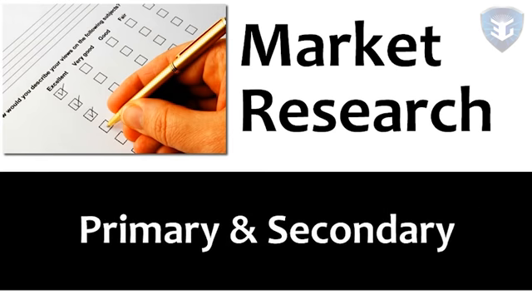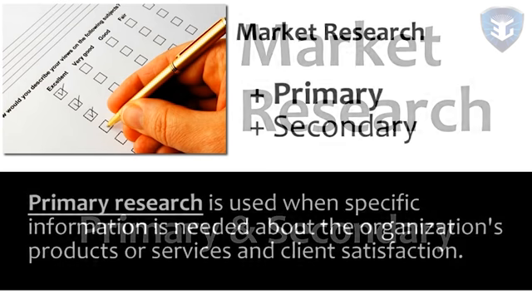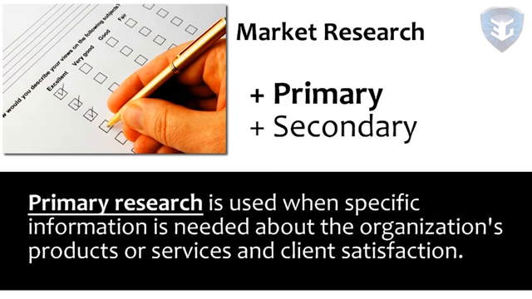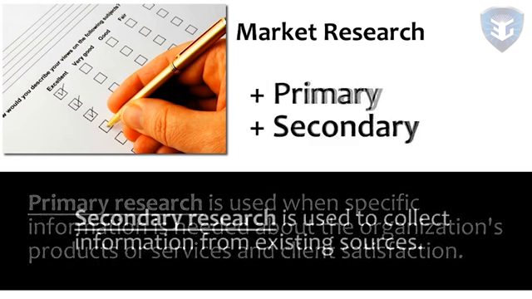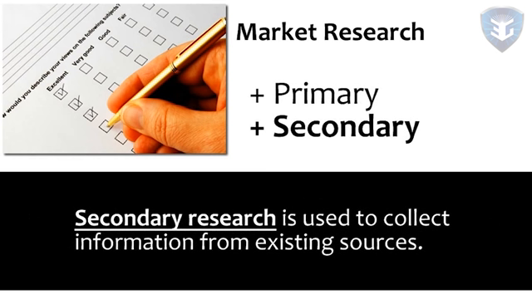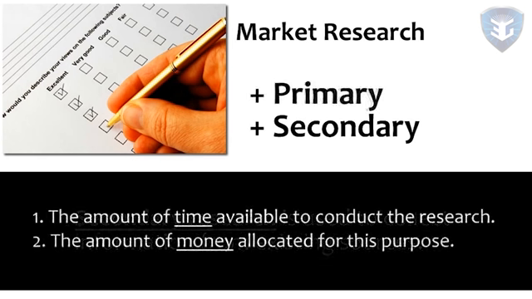There are two methods for conducting market research: primary and secondary. Primary research is used when specific information is needed about the organization's products or services and client satisfaction. For example, what improvements would clients recommend for the organization's website? Secondary research is used to collect information from existing sources. For example, Forbes magazine ranks the best websites by industry categories.